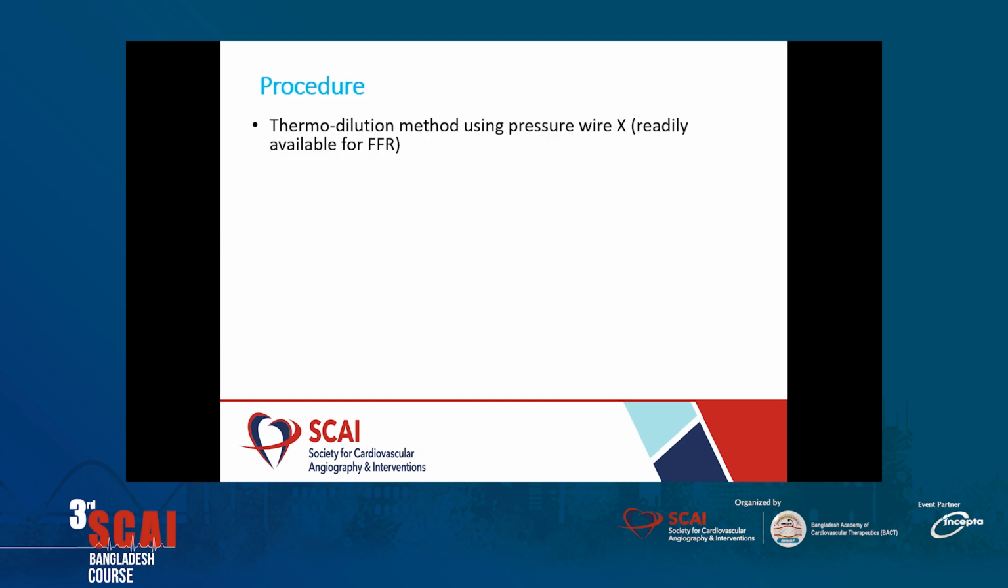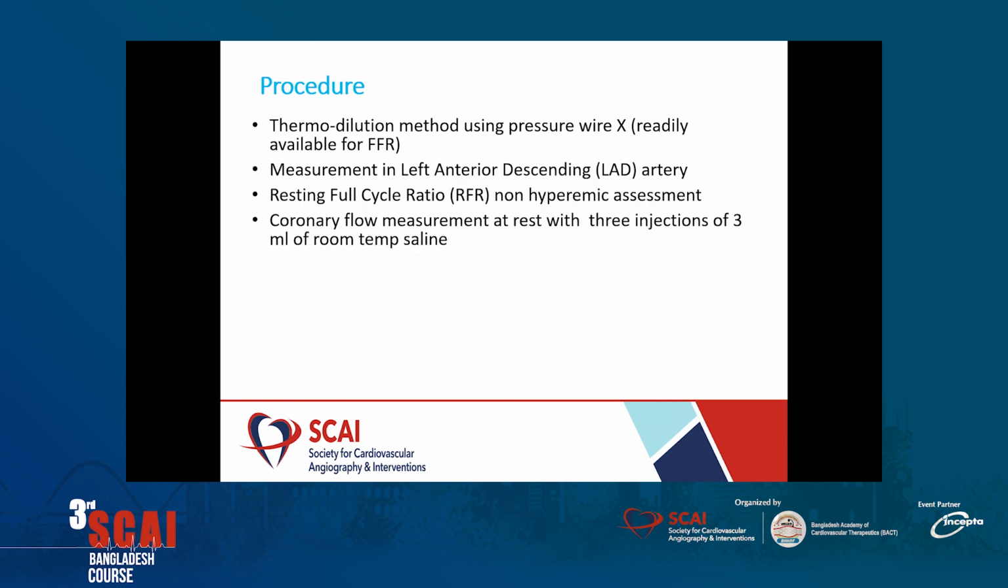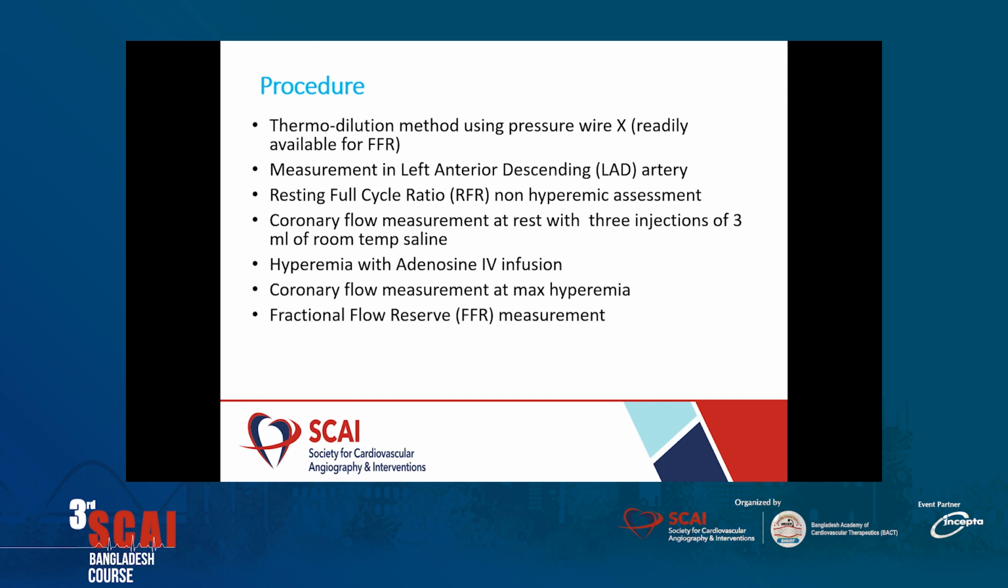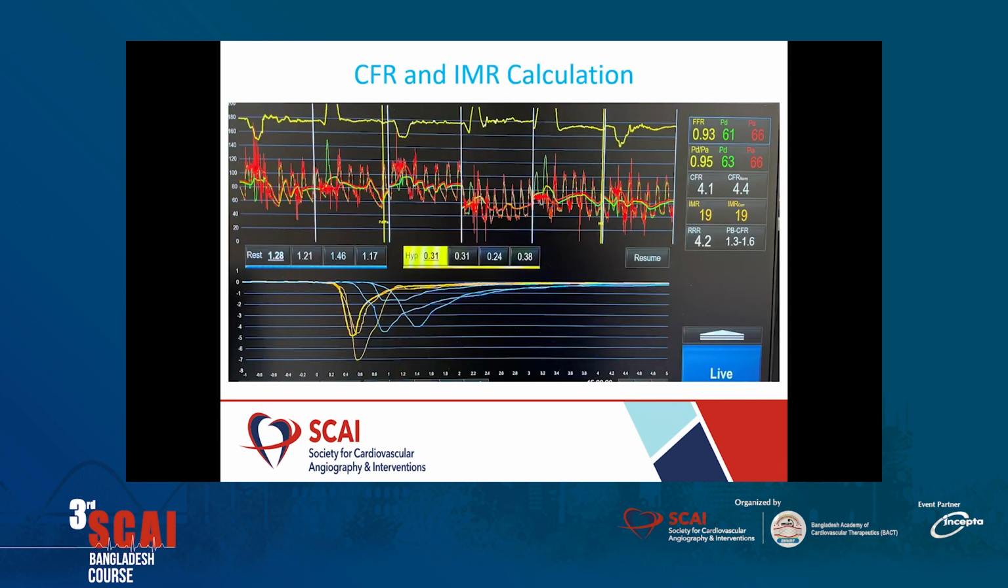Without going into details about the procedure, what we do is put the flow wire in the LAD, and then we give 3 cc of room temperature saline every few minutes at rest, and we get the coronary flow. And then we give the adenosine, and we give the 3 cc of room temperature saline, and we get the coronary flow. And then after that, we do the acetylcholine challenge test.